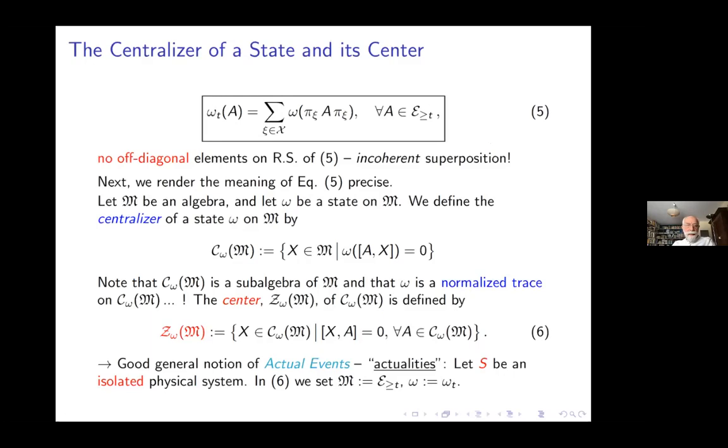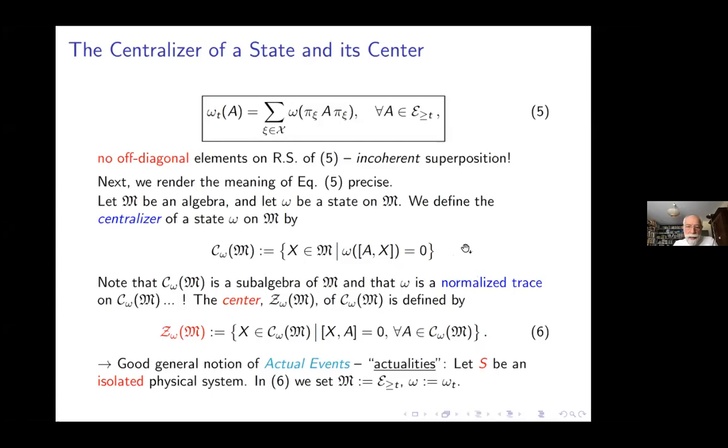Now, I would like to render the meaning of this equation a little more precise. Let M be some algebra, and let omega be a state on the algebra, in other words, a positive, normalized, linear functional on the algebra M. We define the centralizer of a state, little omega, on the algebra M to be the algebra generated by all operators X that generate one-parameter subgroups that leave the state omega invariant. That's a good definition in words, or if you like a formula, the centralizer C sub omega of M is generated by all operators X in M such that omega applied to the commutator of A with X vanishes for all A in M. I forgot to write for all A in M.